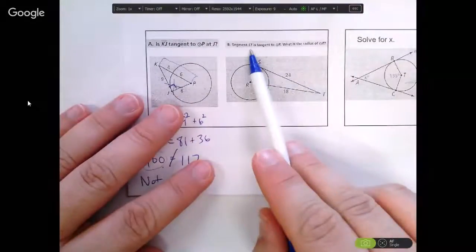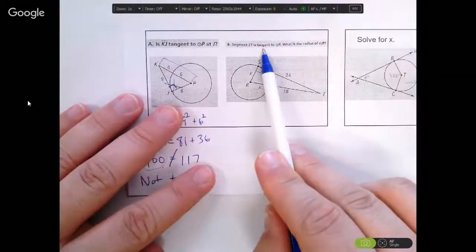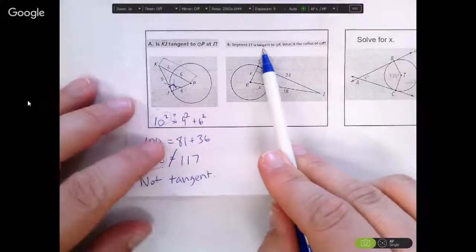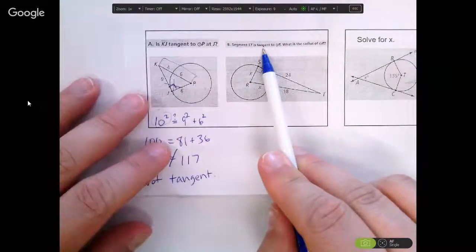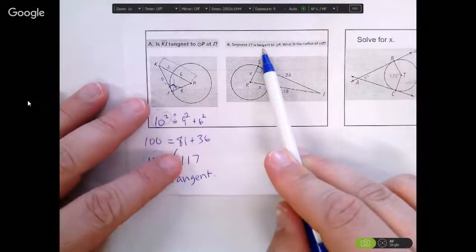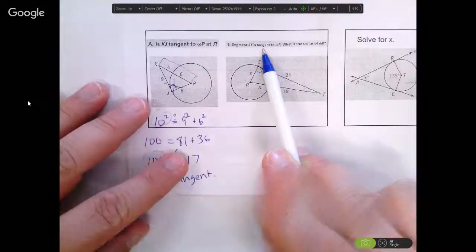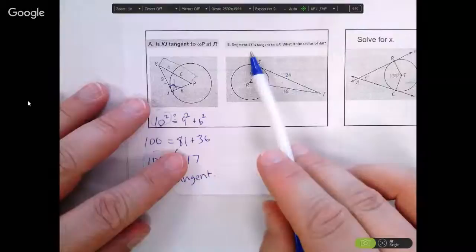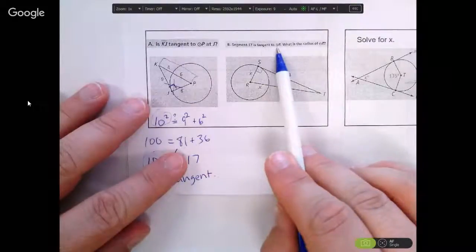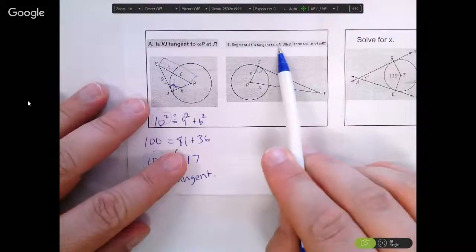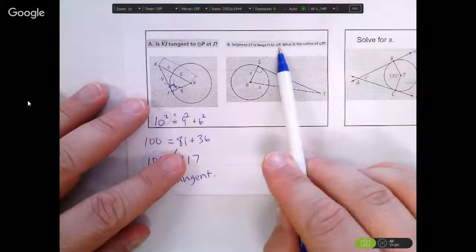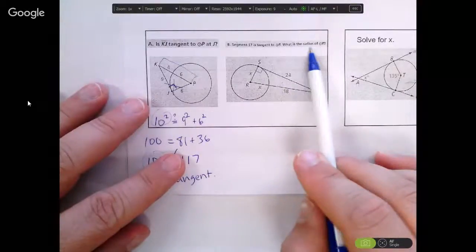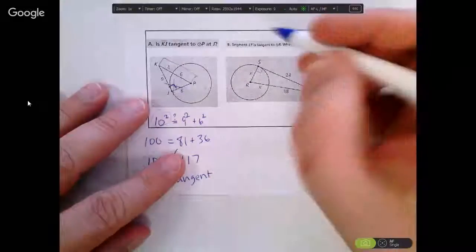Segment ST is tangent. So basically they're telling us that it's what? A right triangle. So really, saying something's tangent for this class is saying that it's a 90-degree angle to the radius. The center of the circle is R. What is the radius of R? So what is this length here?